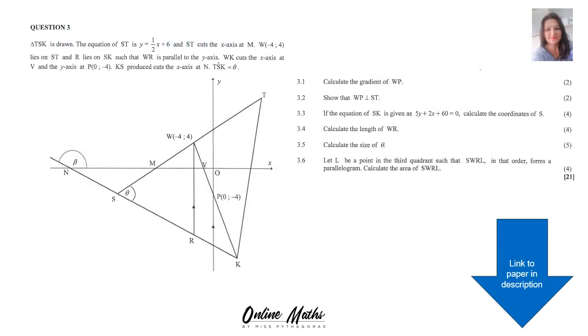Now this is the question. I suggest you take time and read through the information and make sure that you relate the words, the information to the sketch. And then in the end, the questions: 3.1, they want the gradient. Number 2, we need to show that the lines are perpendicular. Number 3, they wanted coordinates for S. They want the length of WR. They want the size of an angle, and then the area, I think, down here. Now, let's go to the question and let me explain.